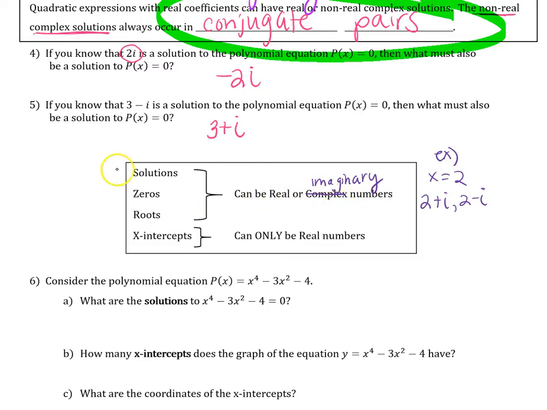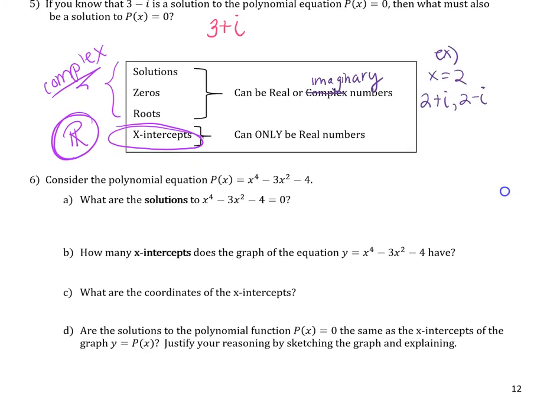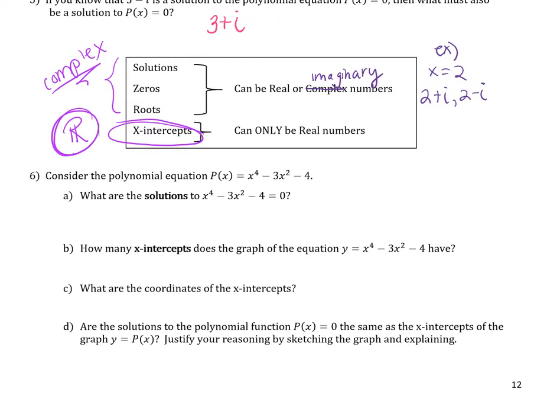They are basically all your complex answers. But as soon as I talk specifically about x-intercepts, those have to be real. Okay, and that could be either rational or irrational. So coming on down, I've got a 4th degree polynomial, and I want to determine these solutions. So again, this is everything. This is your where it crosses the x-axis, where it doesn't cross the x-axis solutions.